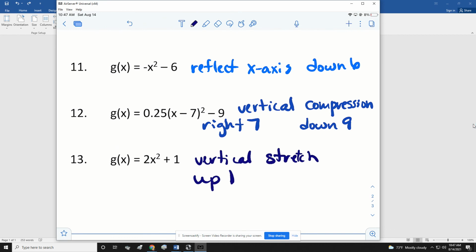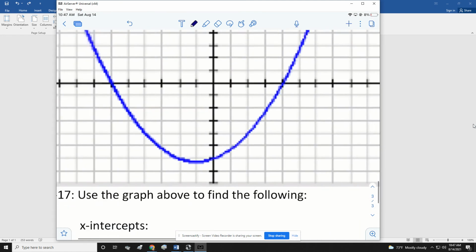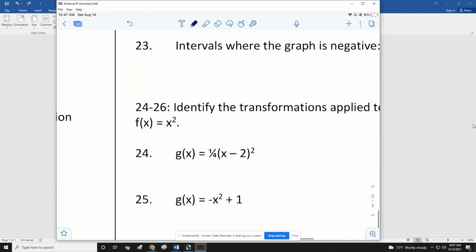All right, so what I want you all to do for the rest of the time is to finish this worksheet. So finish the next page.